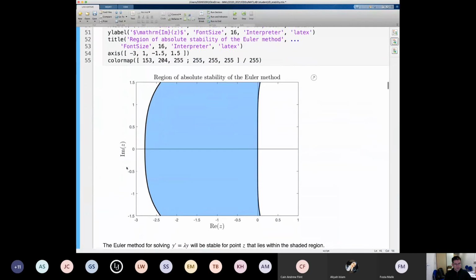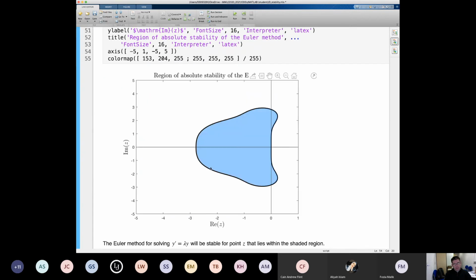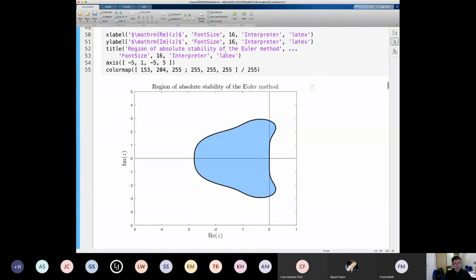Oh, I'm zoomed in a bit too far there. So using the axes command, I'm just going to zoom out a bit. There we go. So that's the region of absolute stability for, well, it's not for the Euler method. This one's for the RK4 method. So you can see it's a fourth order method. It's got a bigger interval of absolute stability than the Euler method.